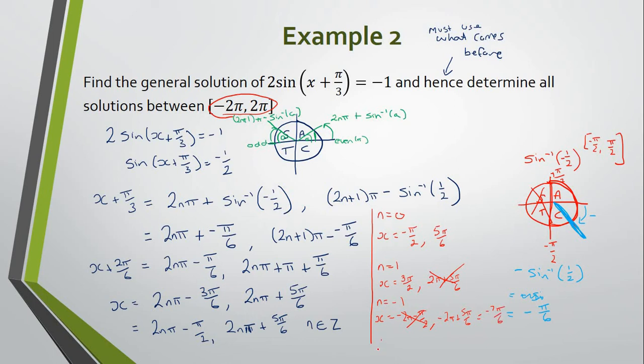So therefore, our solutions are going to be that x is equal to, we generally list them from smallest to largest, negative 7 pi over 6, negative pi over 2, 5 pi over 6, and 3 pi over 2. So we have our solutions. Just bear in mind this most important word here again, hence. Hence means we must use the information that came before. Okay, so that's how we solve solutions and we come up with our general solutions to the equations. Thank you for watching.